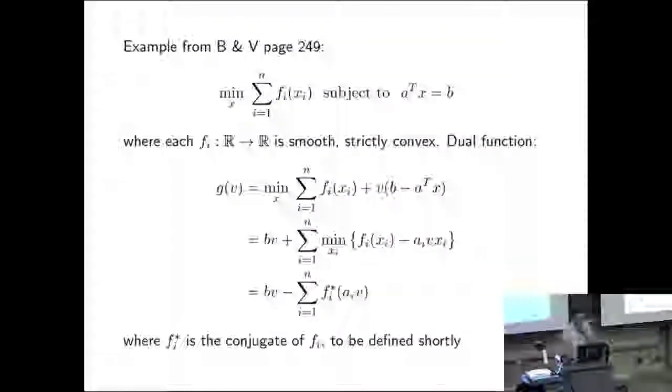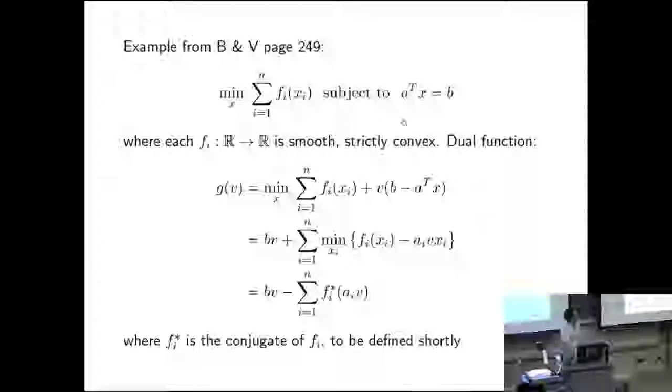So here's a simple example of that. I'm going to be using something called conjugate functions, which we'll learn in detail in just a few minutes. But for now, I'll just be telling you that a certain thing is a conjugate, and then we'll define it and study it in a little bit. So here's an example that I took from the Boyd and Vandenberghe book.